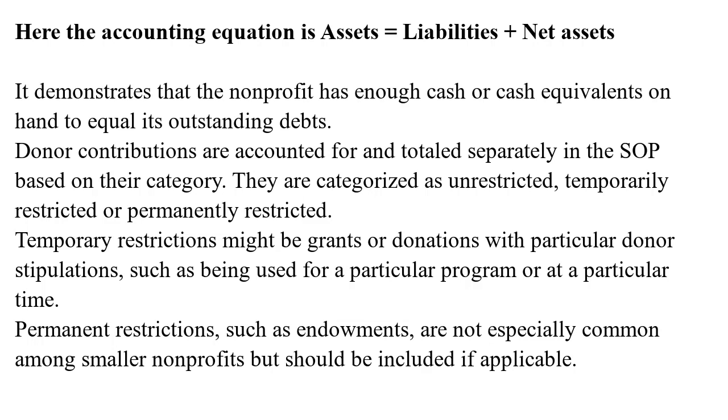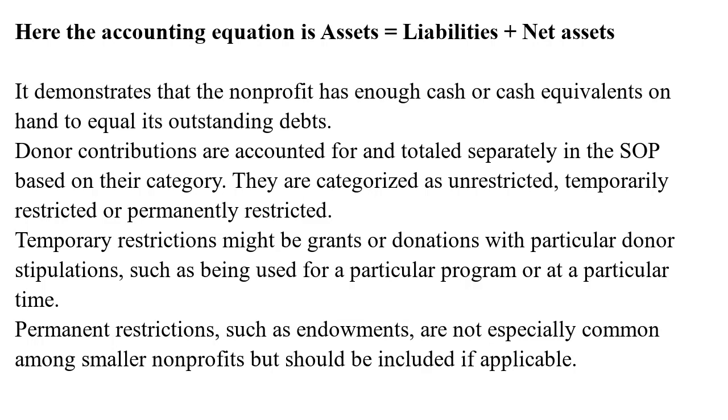Donor contributions are accounted for and totaled separately in the SOP based on the category. They are categorized as unrestricted, temporarily restricted, or permanently restricted.